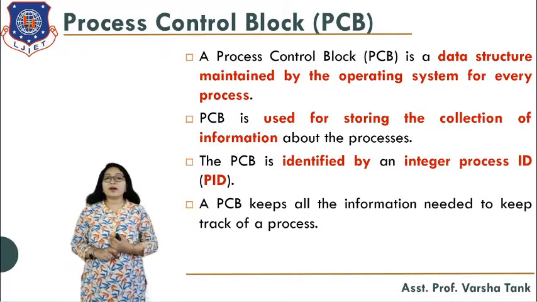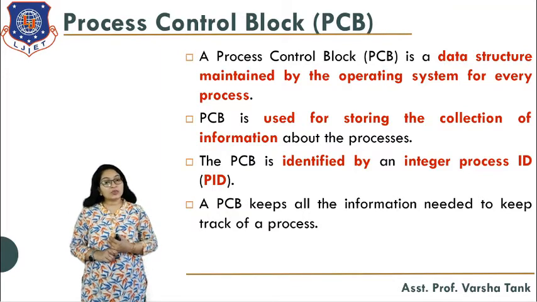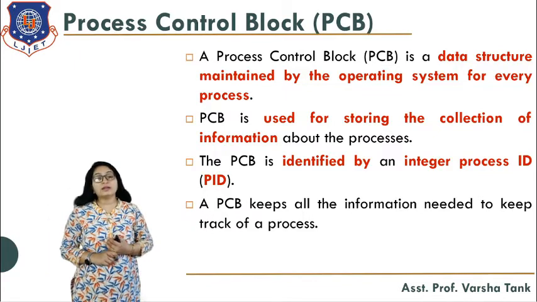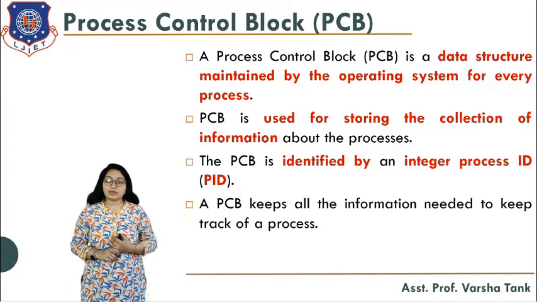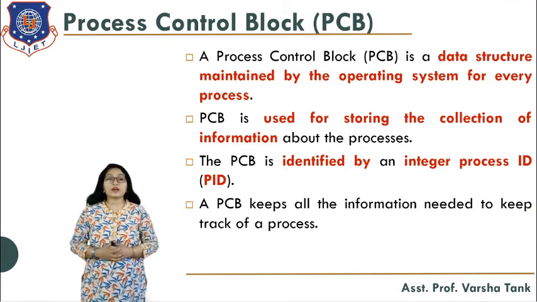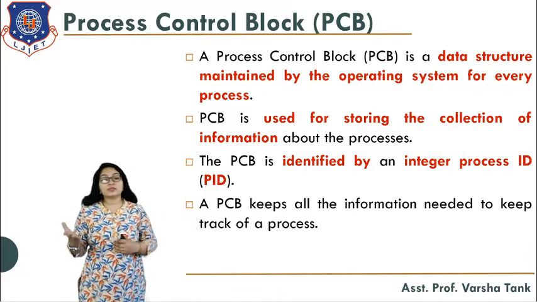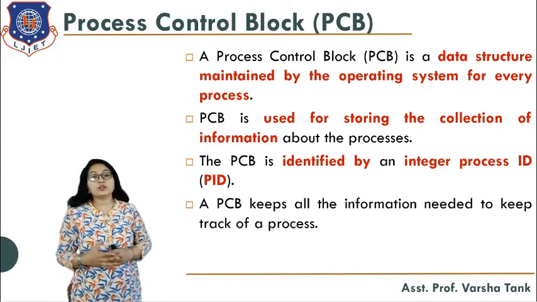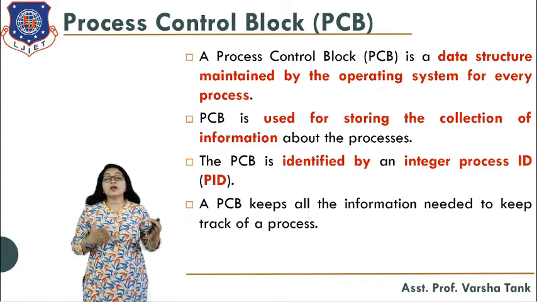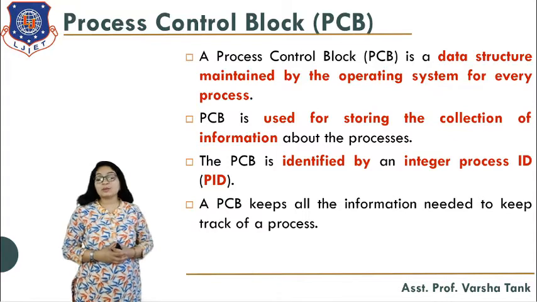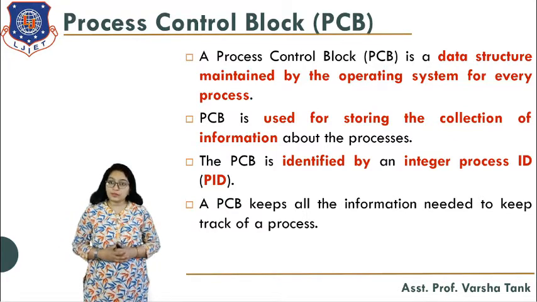The PCB is identified by an integer process ID, known as PID. It is the process identification number, an integer used to identify the process uniquely in the operating system. A PCB keeps all the information needed to keep track of the process, that means whether the process is blocked or in the execution state. There are a number of states for processes that we saw in the last lecture: ready state, running state, block state, exit state. In which state the process is, that information is stored in the PCB. So the PCB keeps track of each and every state of the processes.